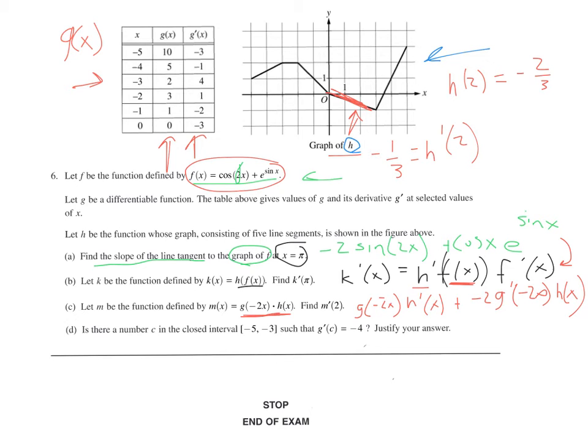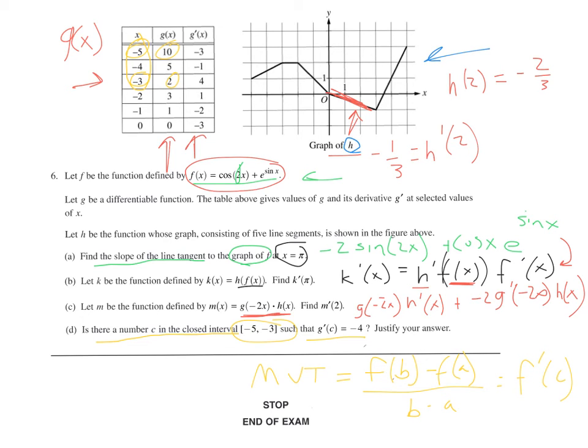So watch that. And then finally for part D, this comes from the mean value theorem, which I believe was in Chapter 3, section 3.2. Is there a number c on the closed interval from negative 5 to 3 such that g prime of c equals negative 4? Here is g of x. The mean value theorem, not for integrals but for derivatives, said if a function is a continuous function, then there's got to be a place where the average rate of change, f of b minus f of a over b minus a, equals the first derivative.